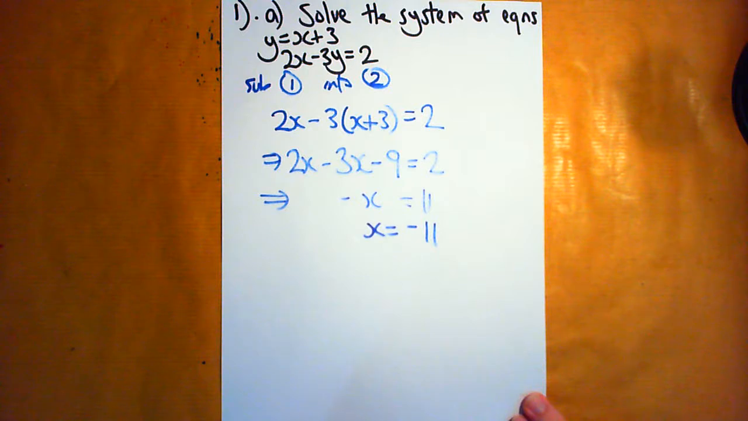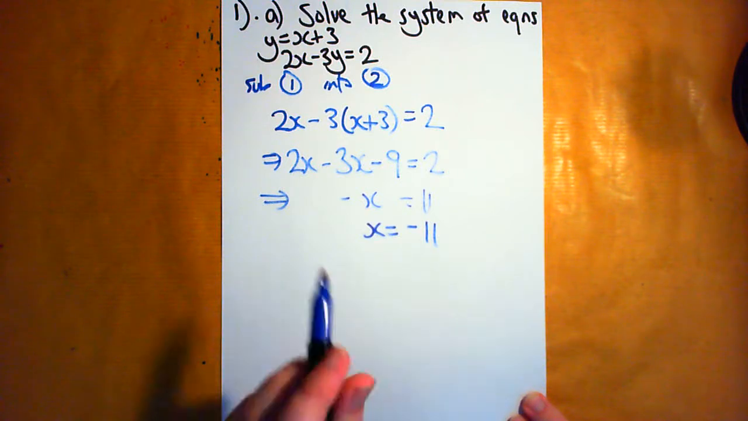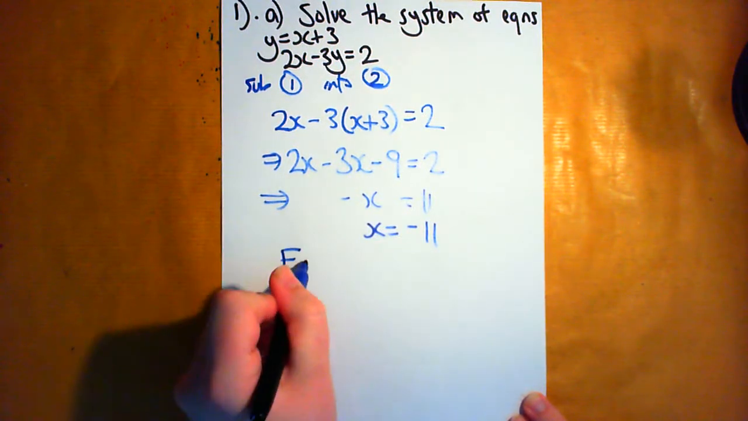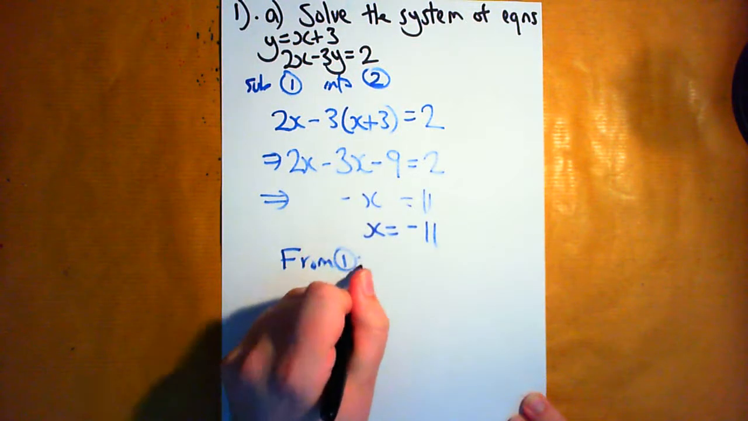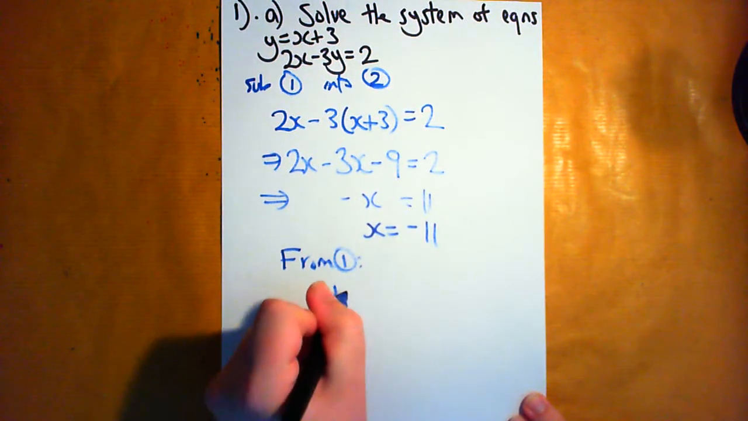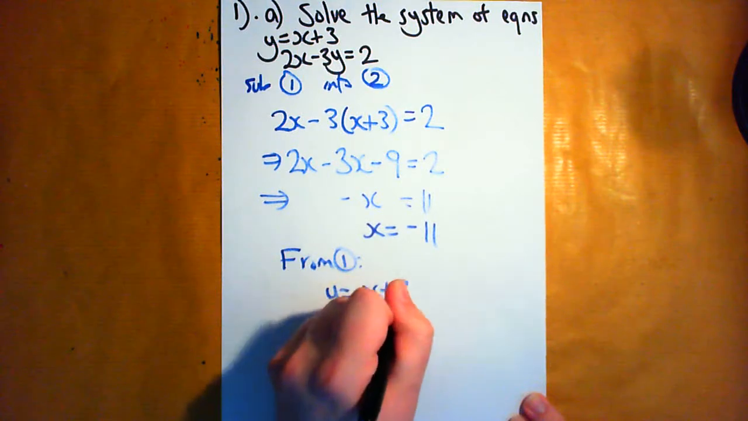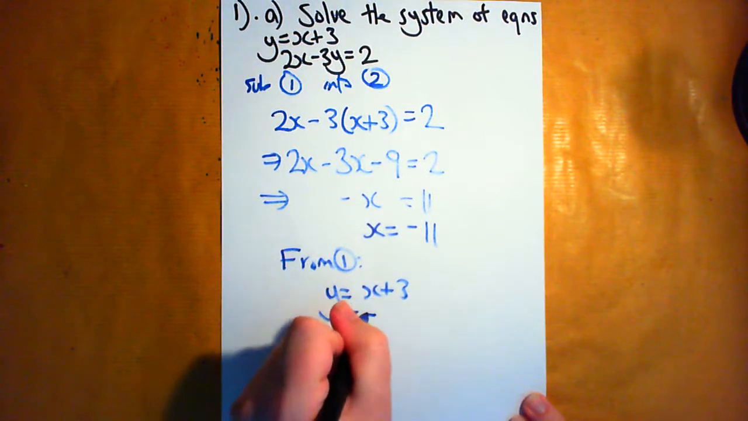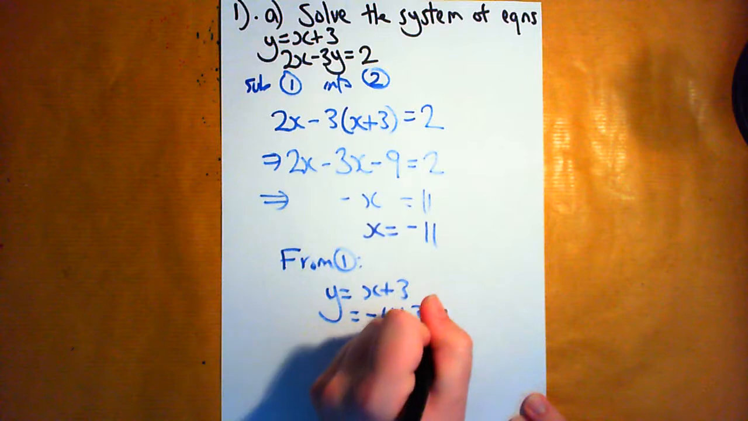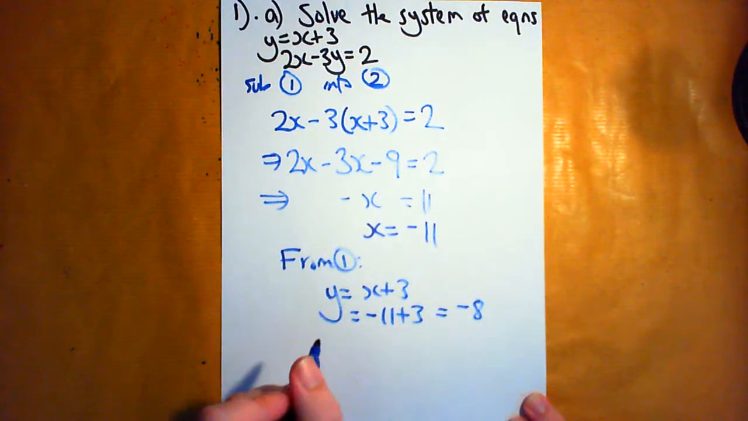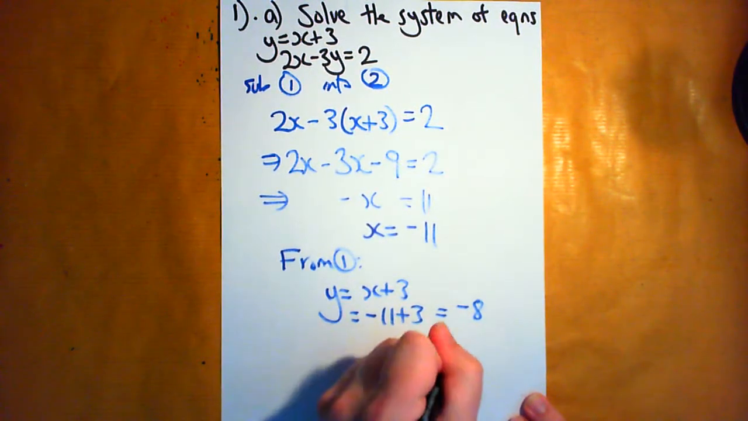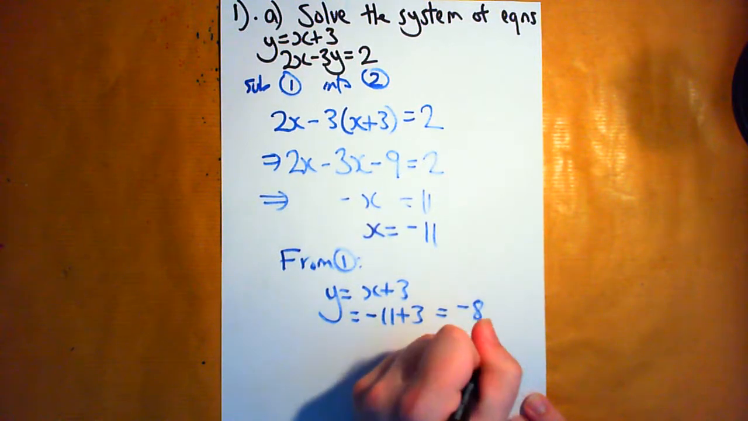Okay, so if x equals negative 11, what does that make y? Because we're not finished yet, we've got to find both letters. At the moment, we only have the value of x. So from equation 1, we can say that y equals x plus 3. X is negative 11, plus 3 gives us negative 8. So the solution is negative 11 comma negative 8.